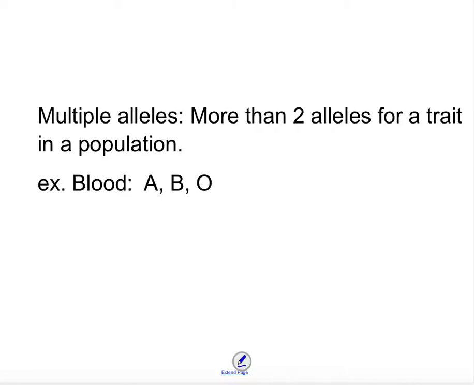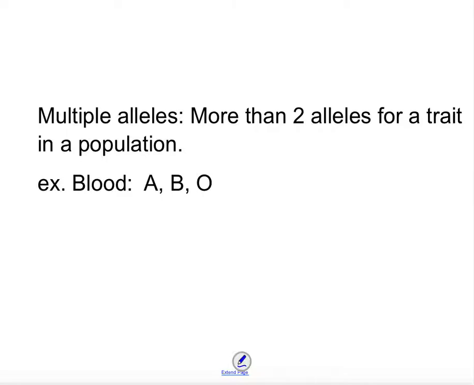There are still only two alleles to a gene, but instead of just being tall or short, you can be tall, short, and medium. So in blood, for example, you have the A allele, the B allele, and the O allele. That does not mean that you have all three in your body. It just means that in a population, there's someone that has A blood, B blood, and O blood. You only have two alleles for blood.